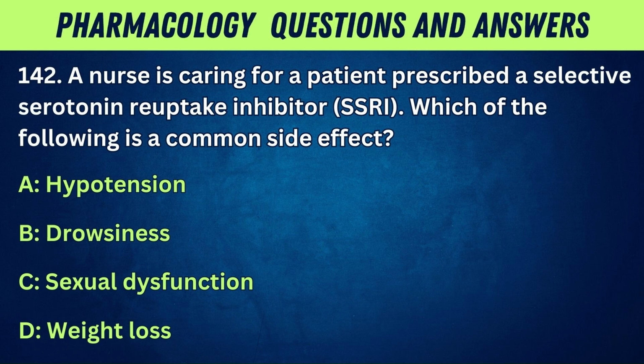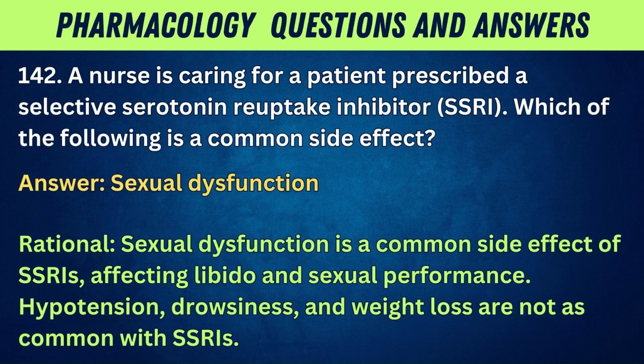142. A nurse is caring for a patient prescribed a selective serotonin reuptake inhibitor, SSRI. Which of the following is a common side effect? A. Hypotension. B. Drowsiness. C. Sexual dysfunction. D. Weight loss. Answer: Sexual dysfunction. Rationale: Sexual dysfunction is a common side effect of SSRIs, affecting libido and sexual performance. Hypotension, drowsiness, and weight loss are not as common with SSRIs.